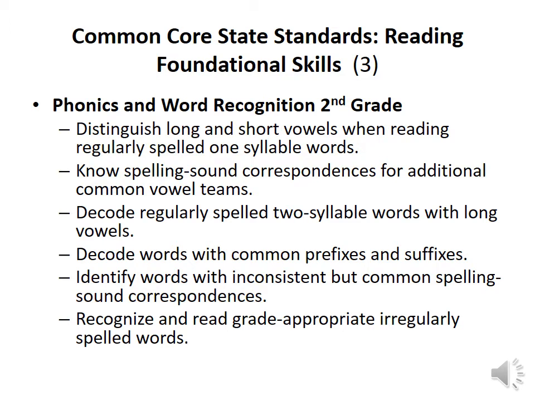Continuing with our discussion of the foundational reading skills that children learning to read must possess, we are now looking at the progression of skills for second grade children. Second grade children should be able to distinguish long and short vowels when reading regularly spelled one-syllable words. They should know spelling sound correspondences for additional common vowel teams. They should be able to decode regularly spelled two-syllable words with long vowels.